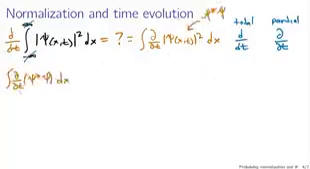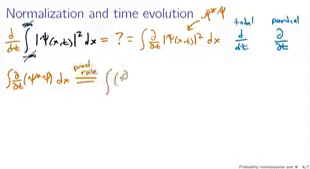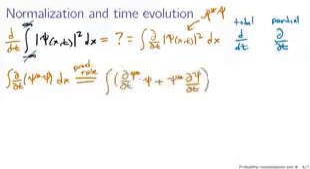Now we have a time derivative applied to a product. We can apply the product rule from differential calculus. And what we end up with is the integral of the partial derivative with respect to time of psi star times psi, plus psi star times the partial derivative of psi with respect to time. That's integrated dx.